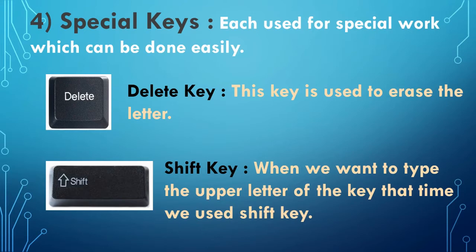Now our next key is the shift key. This is used to type the upper letters. It means that on the keyboard numbers are there and symbols are also there. So when we want to type the upper-side symbols, at that time we use the shift key. So this is the use of the shift key.